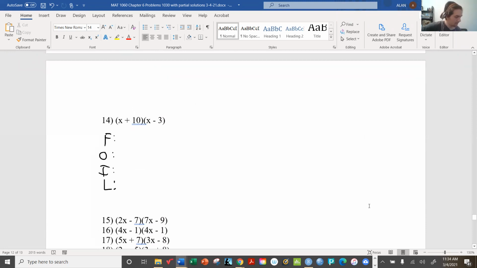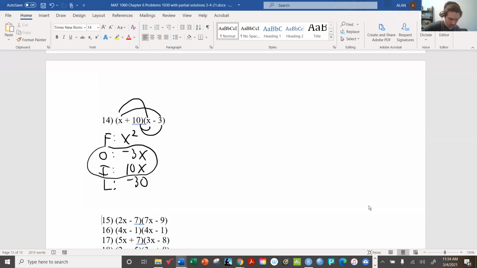All right, let's try this. X squared minus 3x, 10x minus 30. Again, we can consolidate these two. And that should be your answer. Now, by the way, I just want to point out, if one of these x's is not x, but let's say x squared or something else, then you might not be able to consolidate these terms. Okay, don't assume that it's always possible to do that.